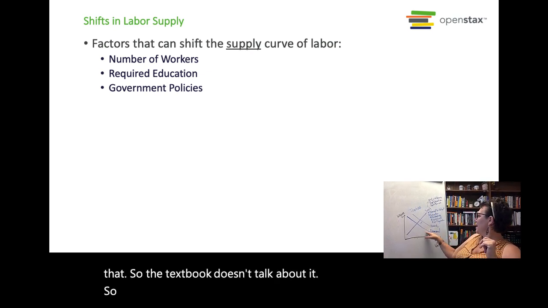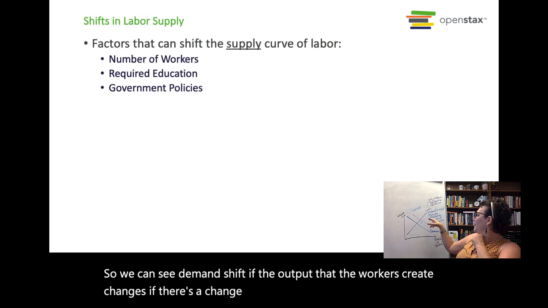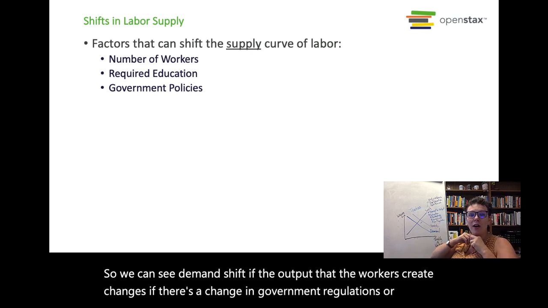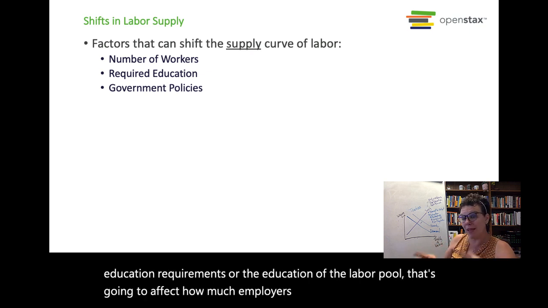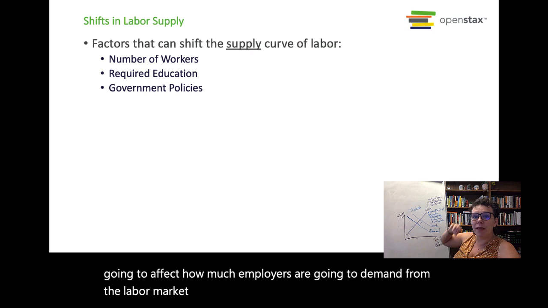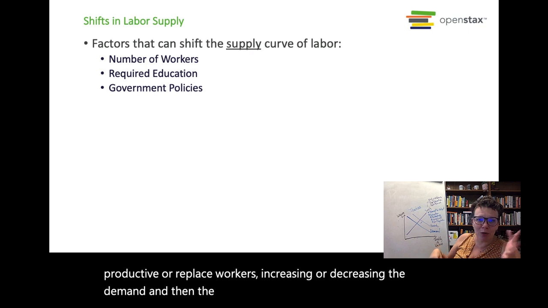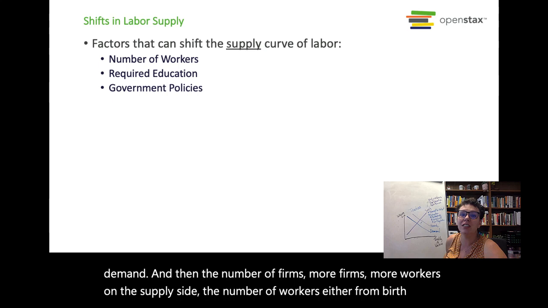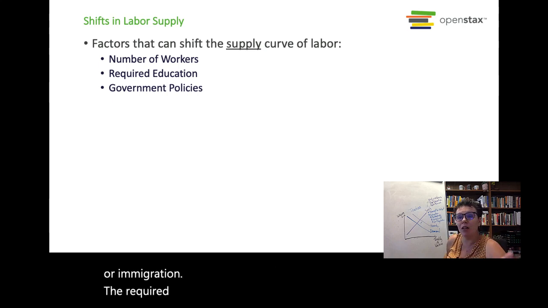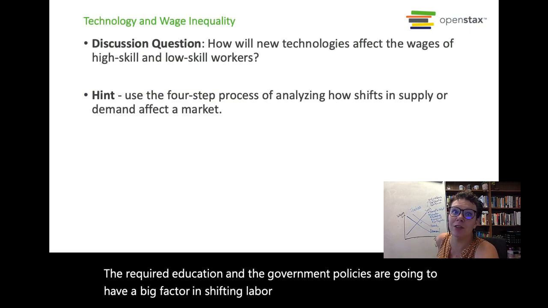So we can see demand shift if the output that the workers create changes, if there's a change in government regulations or education requirements or the education of the labor pool, that's going to affect how much employers are going to demand from the labor market. Technology can either make workers more productive or replace workers, increasing or decreasing the demand. And then the number of firms, more workers. On the supply side, the number of workers, either from birth rates or immigration, the required education, and the government policies are going to have a big factor in shifting labor supply.